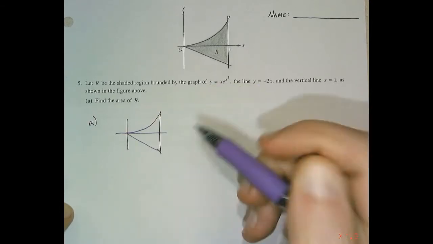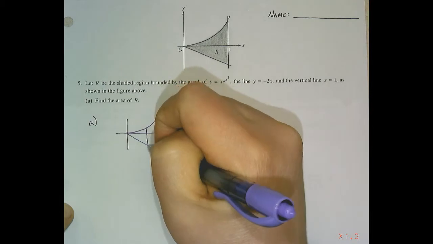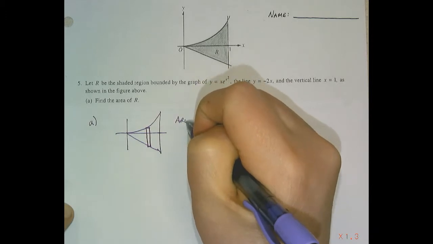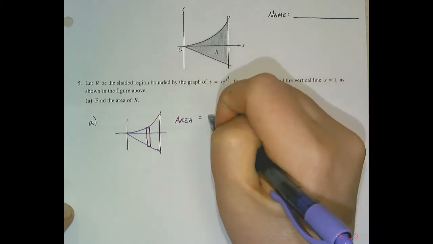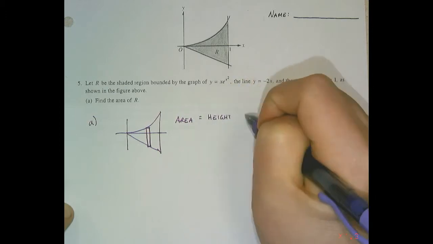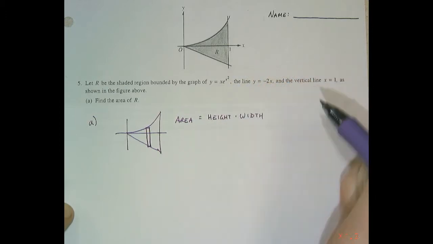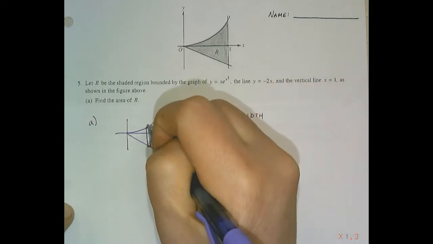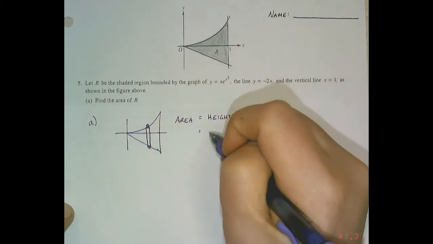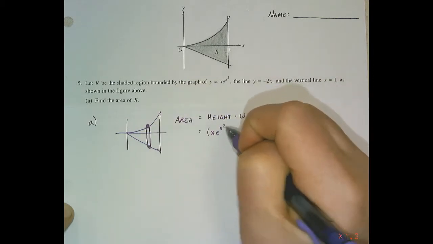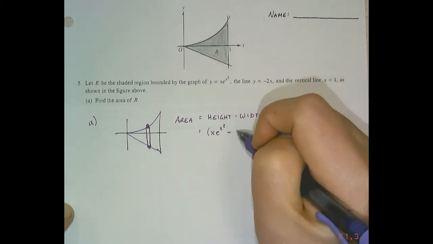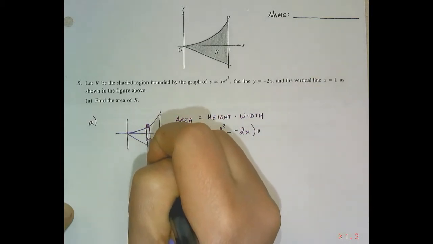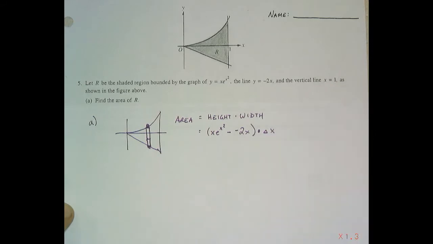And what we're going to do is sketch in a representative rectangle. And the area of one of the representative rectangles is going to be the height of the rectangle times the width of the rectangle. So for just the one rectangle, the height will be the top curve minus the bottom curve. So that's x e to the x squared minus the bottom curve, negative 2x. And we multiply that by the width. And the width of our rectangle is delta x. And so that is one rectangle.